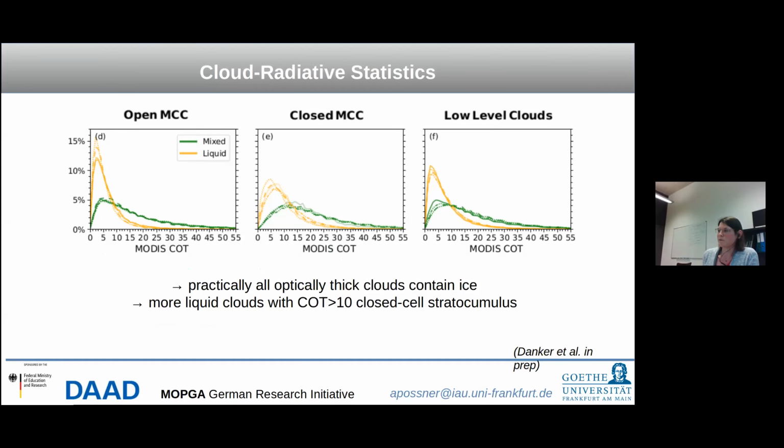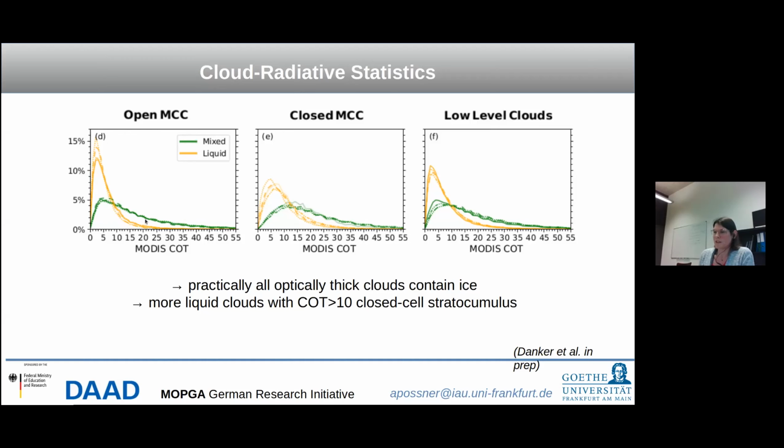And this is what I want to show here, one of our key results. If we look at cloud optical depth, so that's related to the extinction of shortwave due to clouds, we see here in yellow the liquid distributions for different seasons, and in green the mixed distribution, so for mixed clouds for different seasons, and then here for open cell, so that's the cloudy cell wall with very little cloud in between, the closed cells, vice versa, we have the cloud in the center and the clear sky breaking across it, and then for all low-level clouds, including other types of organized stratocumulus, but also shallow cumuli, etc.